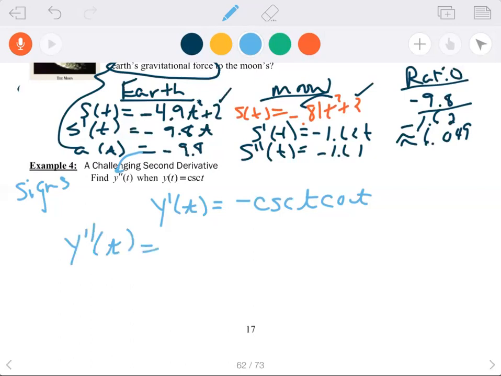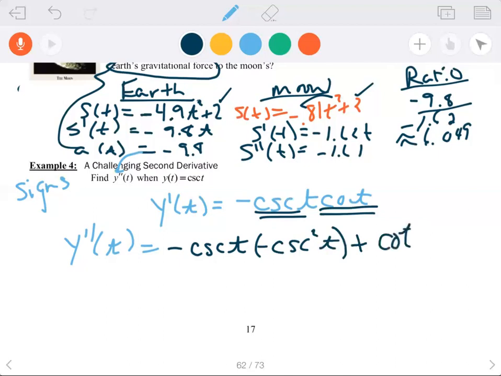I'll use the product rule. First, d second. The derivative of tangent is secant squared from last chapter. The derivative of cotangent is cosecant squared, but the cofunctions are negative. So that's first d second plus second.